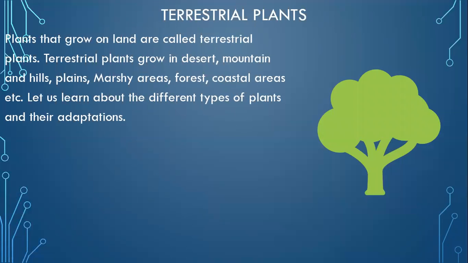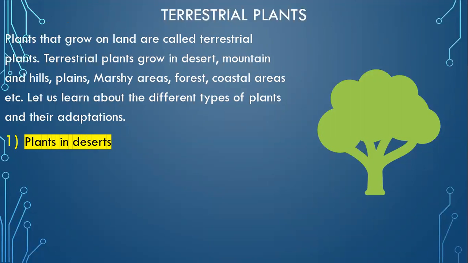So what are terrestrial plants? Plants that grow on land are called terrestrial plants. These terrestrial plants can grow in deserts, mountains and hills, plains, marshy areas, forests, coastal areas, etc. So let's learn about all these types of plants and their adaptations one by one.